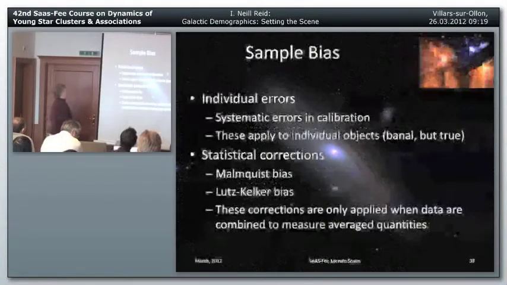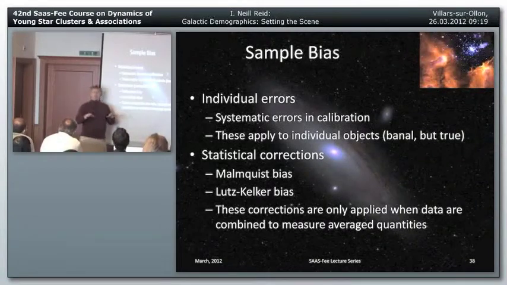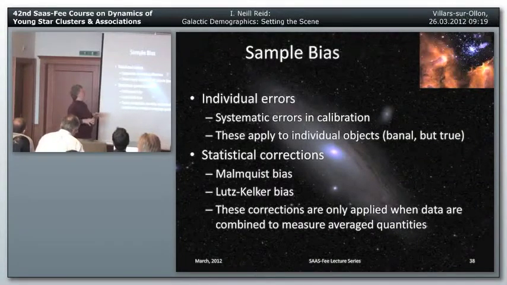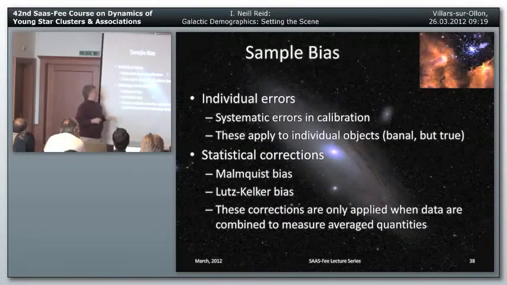So, sample bias. Whenever you're measuring something from a group of objects, there are two things you need to worry about: individual errors and statistical corrections. Individual errors apply to individual objects. They can result from systematic errors in calibration, and you have to apply them when those errors exist. You apply them to the object one by one. There's also another type of correction that is statistical. Malmquist bias and Lutz-Kelker bias are the two obvious examples.